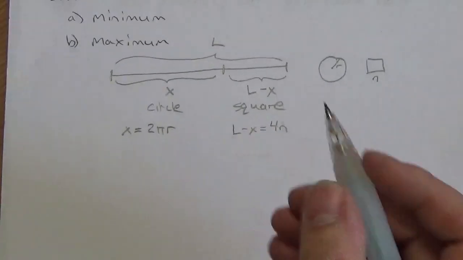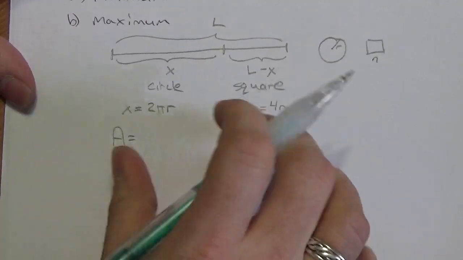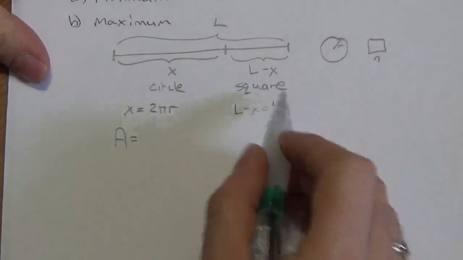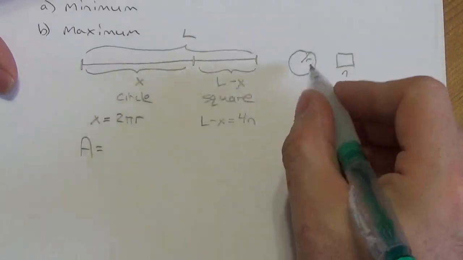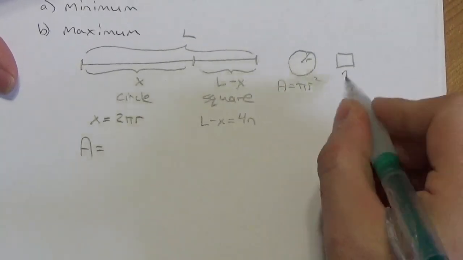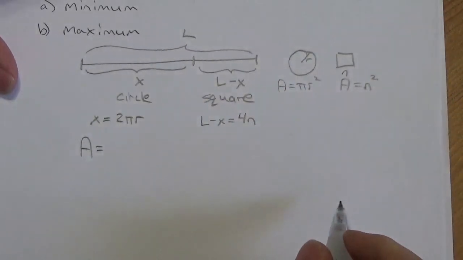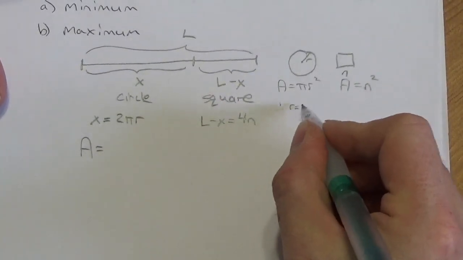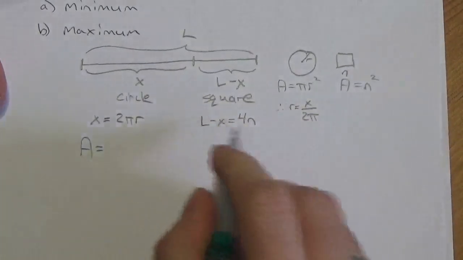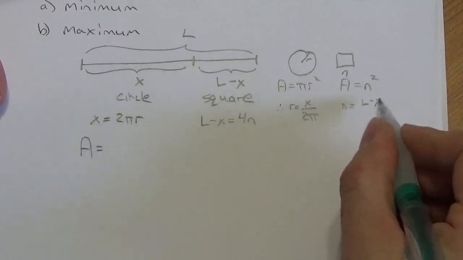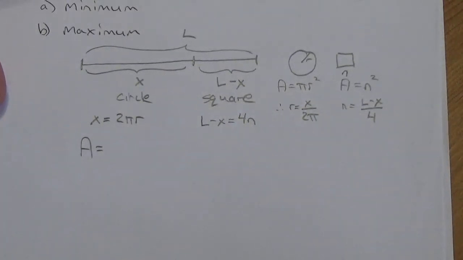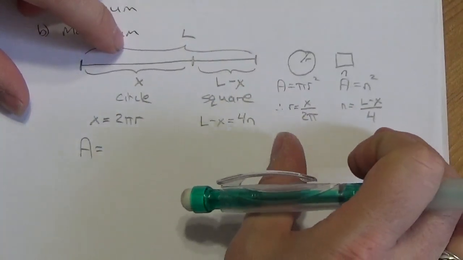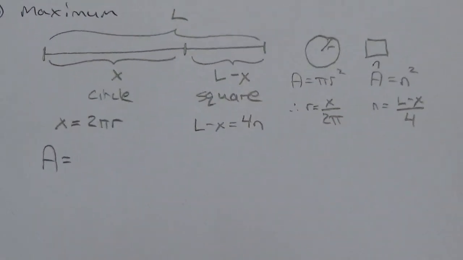Now, if I'm going to come up with an expression for the combined area of both of these shapes here, I need to figure out what the radius of the circle is, and I need to figure out what the side length is here. Because remember, the area of a circle is going to be pi r squared, and the area of a square is going to be just the side length squared. But it turns out that's relatively easy to do. Because of these two expressions here, I know that r is going to be equal to x over 2 pi, and I know that n here is going to be equal to (L minus x) over 4. So that's a pretty easy transition to make here from the circumference pieces to an expression for the two variables that I need to get the area.